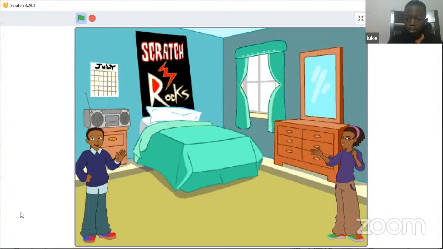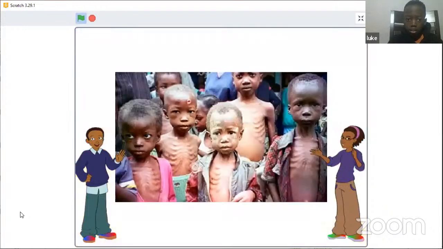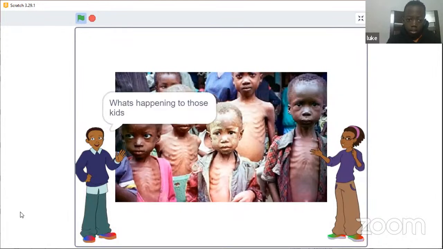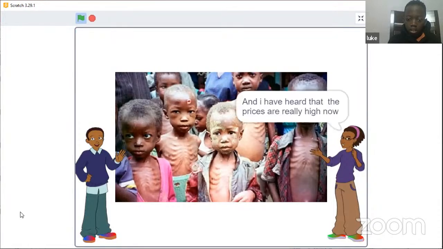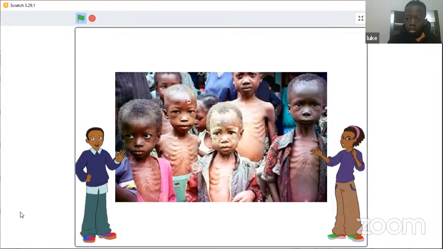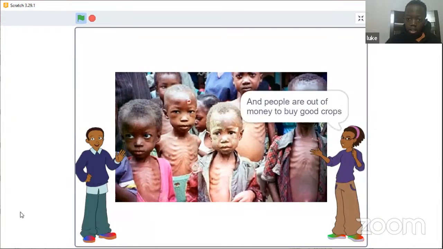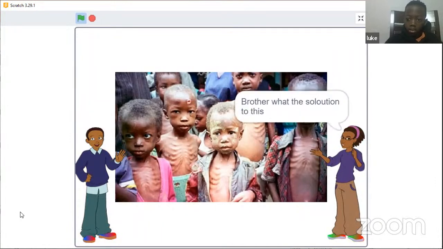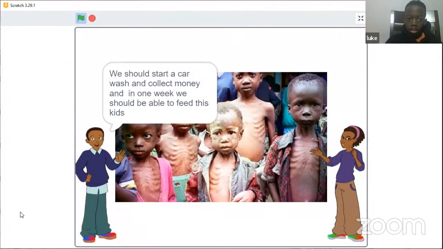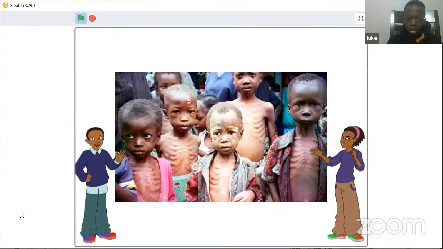Hey brother, did you know that people are dying because of food? What's happening to those kids? Their skin starts to shrink and bones start to show. And I have heard that the prices are really high now. And people are out of money to buy good crops. Brother, what's the solution to this? We should start a car wash in 1 week. We should be able to feed these kids. That's a great idea.